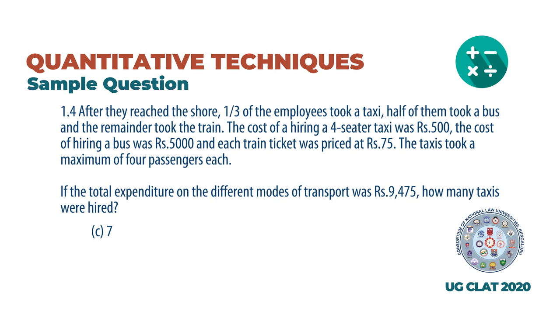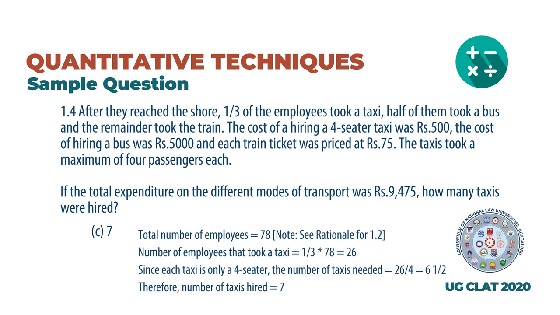The correct answer is C, and here is the rationale for it. The total number of employees is 78 as per the calculations made in the previous questions. The number of employees that took a taxi is equal to 1/3 multiplied by 78, which is equal to 26. Since each taxi is only a 4-seater, the number of taxis needed is equal to 26 divided by 4, which is equal to 6.5. Therefore, the number of taxis hired is equal to 7.